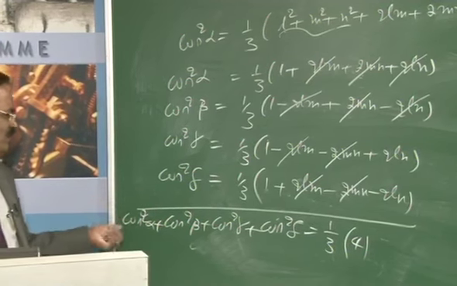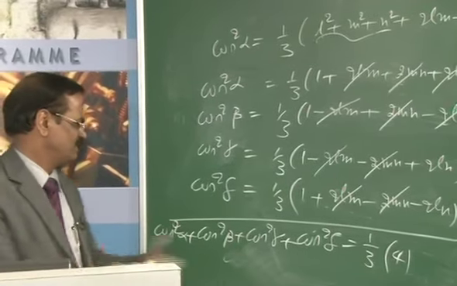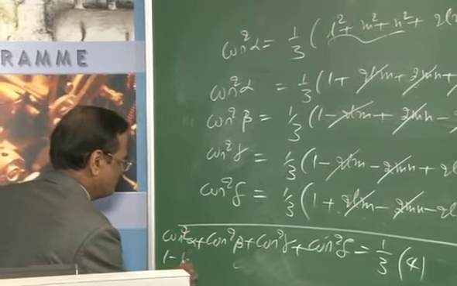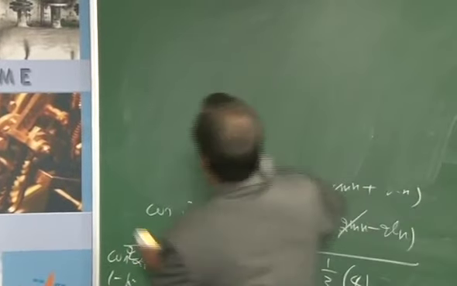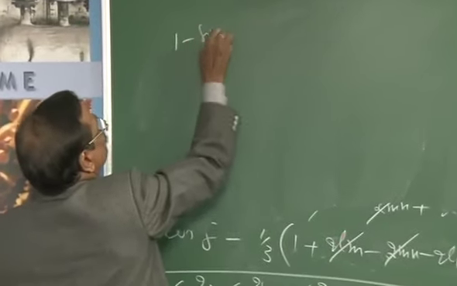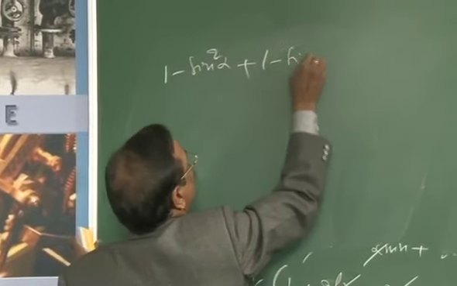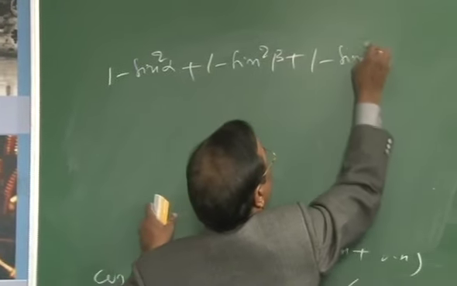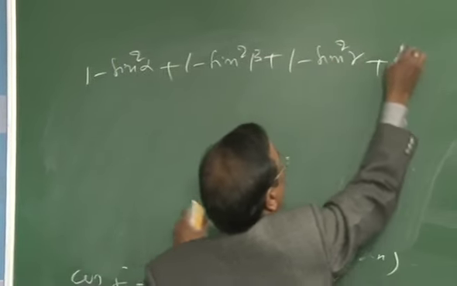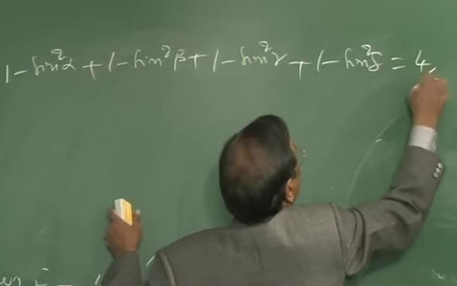For that, you can just replace cos squared by 1 minus sine squared. See this, 1 minus sine squared alpha, plus 1 minus sine squared beta, plus 1 minus sine squared gamma, plus 1 minus sine squared delta. This is equal to 4 by 3.